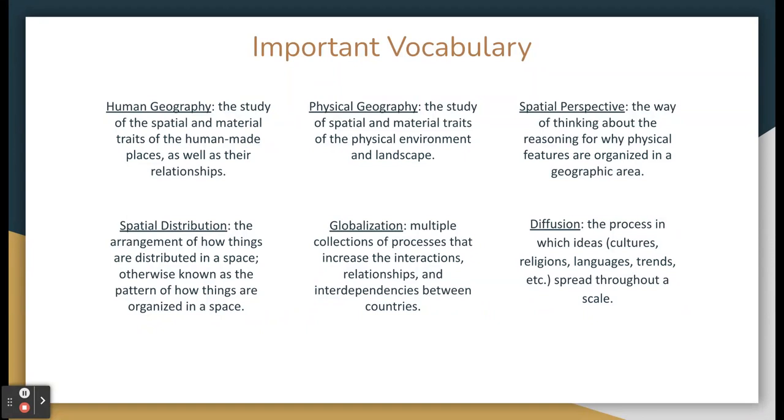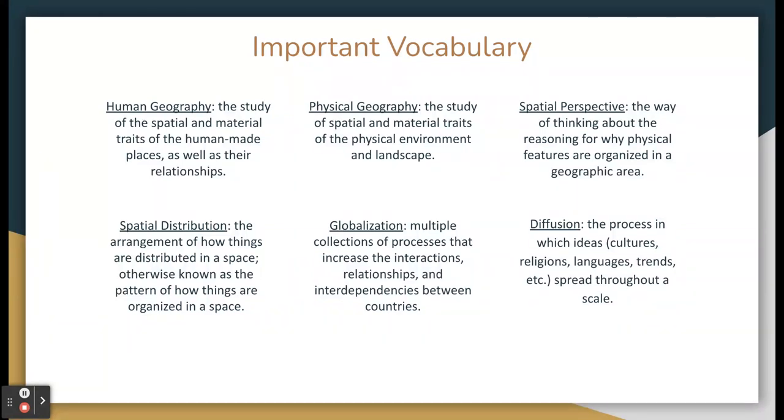Another set of vocabulary terms that's important to know the difference of is spatial perspective and spatial distribution. Spatial perspective is the way of thinking about the reasoning for why physical features are organized in an area. Spatial distribution is the arrangement of how things are distributed within a space.